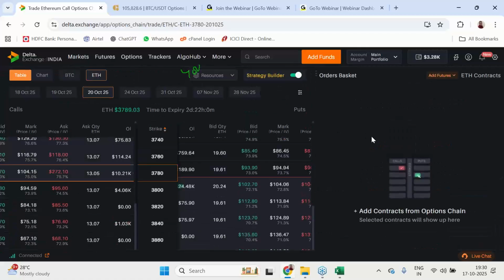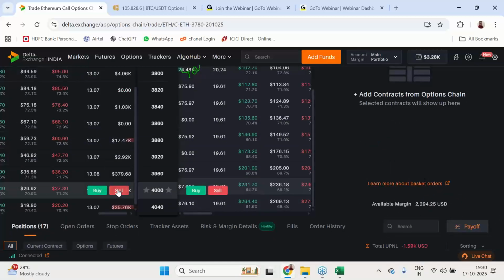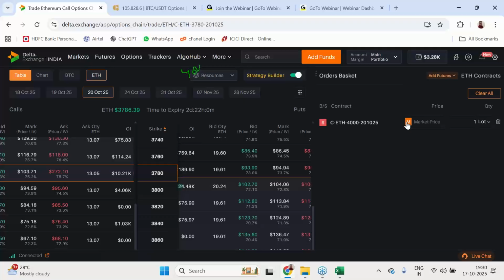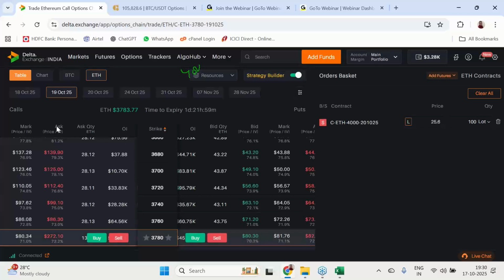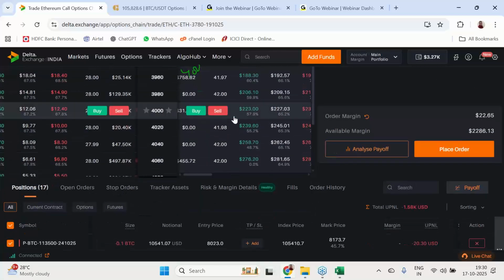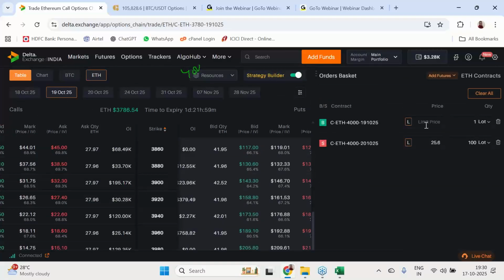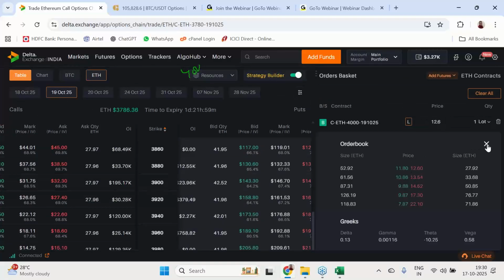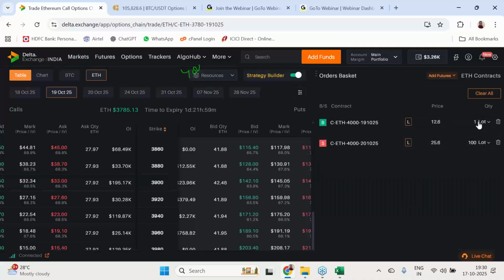So 20th we are selling. So this is we are selling. How many lots? So 100 lots suppose we are selling. And 19th what we are doing? 19th 4,000. So 4,000 I am going slightly deep. I want it to be buy. So this is the buying side. Great difference is there. So 12, 25. So this is also 14, 15. So 200 quantity we have to buy.